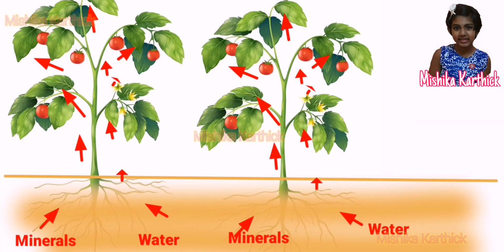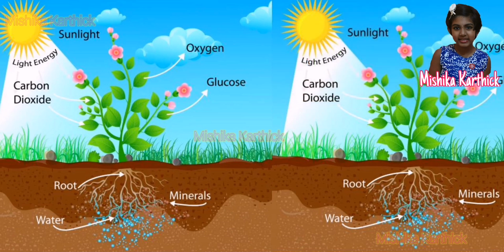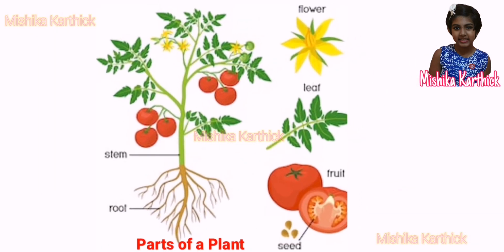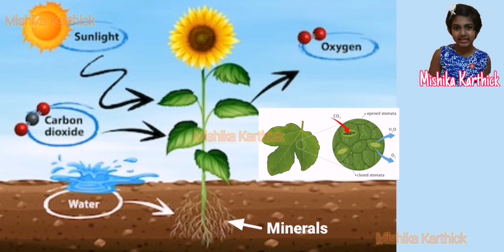All plants, big or small, have roots, stem, branches, leaves, flowers and fruits. Roots hold the plant firmly to the ground. They absorb water and minerals from the soil and pass it to the stem. The stem grows above the ground. It bears buds, branches, leaves, flowers and fruits. The stem carries water and minerals from the root to all parts of the plant. It carries the food prepared by the leaves to all the parts of the plant.